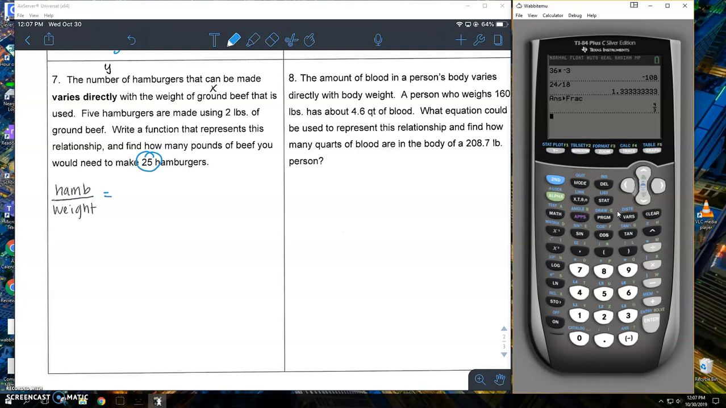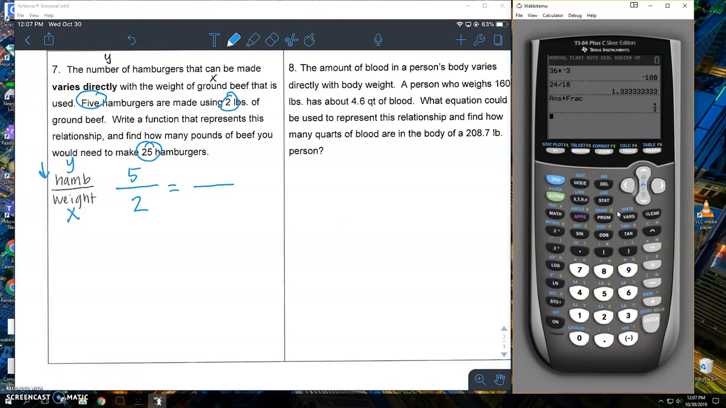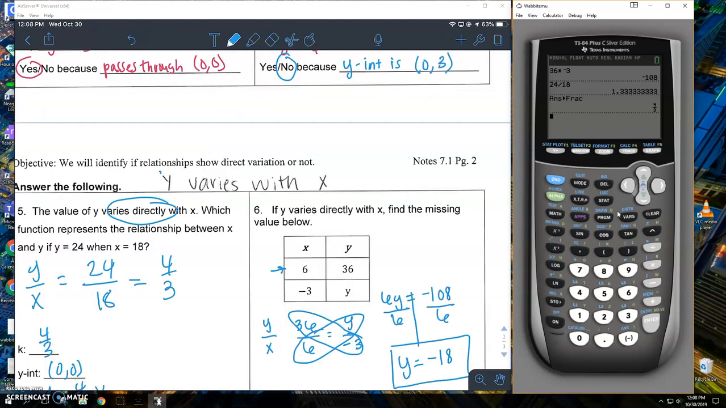So we've started the proportion for you. We're going to have the number of hamburgers at the top, because that's our y's, and the weight at the bottom. So from the information it gave us, we could make 5 hamburgers with 2 pounds of meat. Okay, and we're going to set that equal to what we need to figure out. So we need to make 25 hamburgers, and we need to figure out how much meat that is. I put an x at the bottom because the weight of our meat is our x value. So here, that's my proportion.